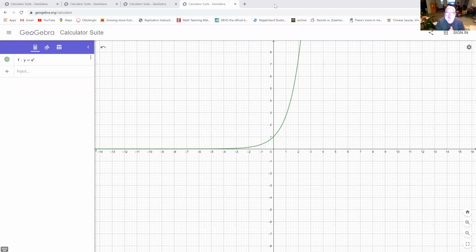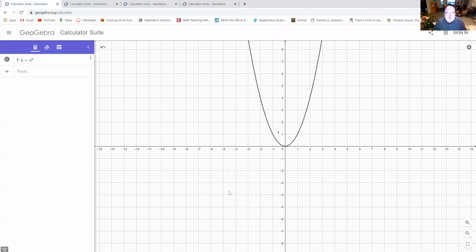Okay, so we want to talk about inverse functions a little bit, and what is an inverse function? I want to go over to this other graph. What an inverse function does is it takes x and y and just flips them. Wherever you have an x, you have a y, wherever you have a y, you have an x.